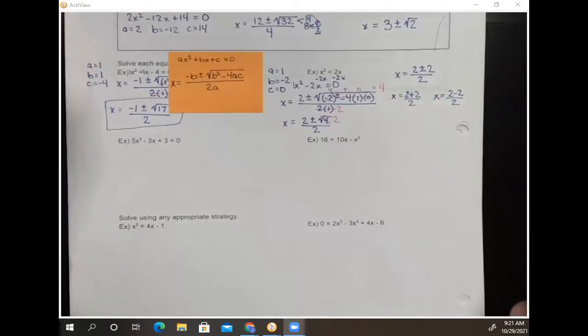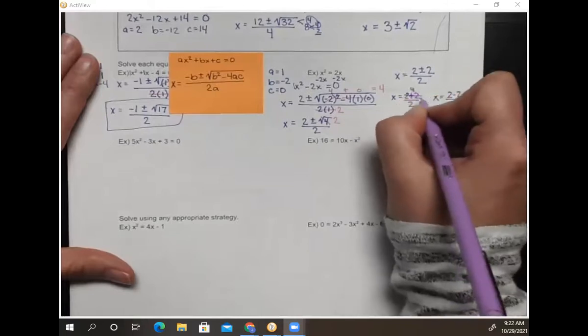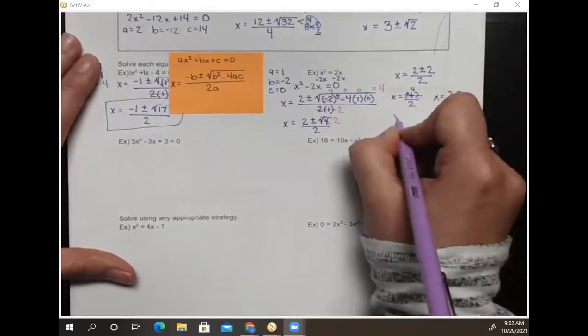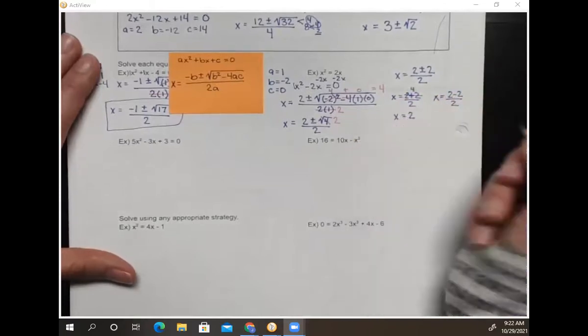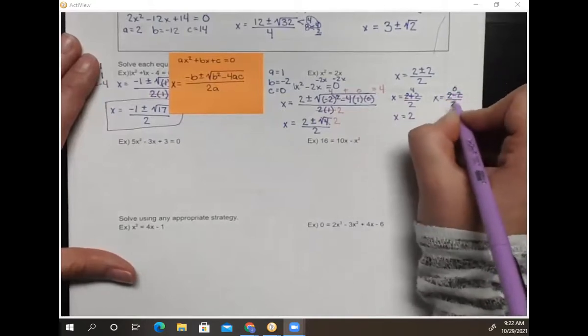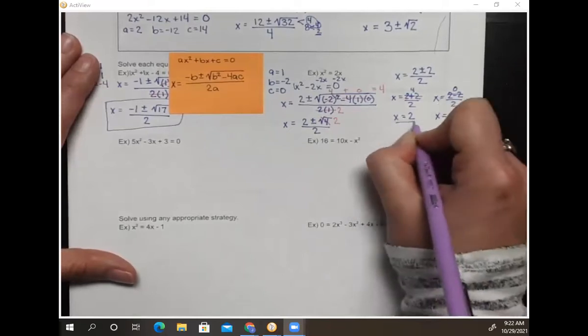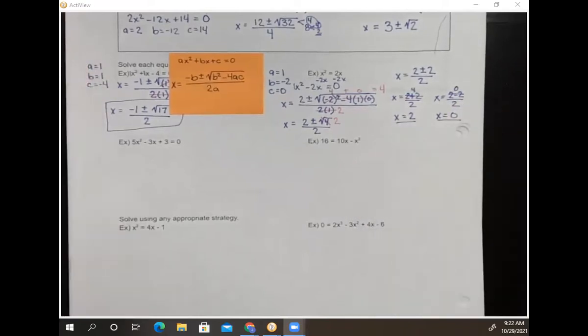And we'll simplify. These are all numbers that we can actually add and subtract, unlike some of our roots, so we're going to simplify. 2 plus 2 would be 4. 4 divided by 2 is 2. So I get x equals 2. And then over here, 2 minus 2 is 0. 0 divided by 2 is 0. So there are my 2 solutions for that example. Get two nice integer values there.